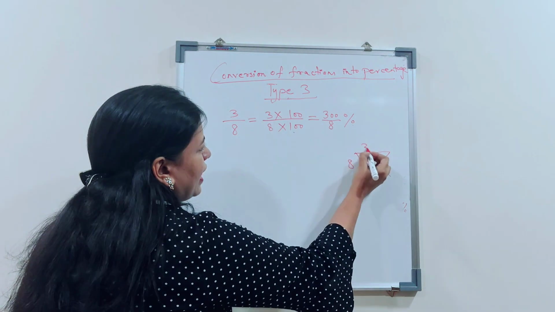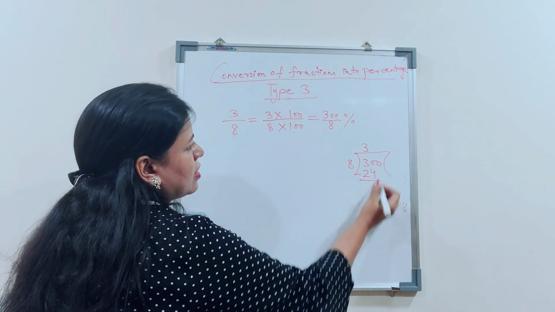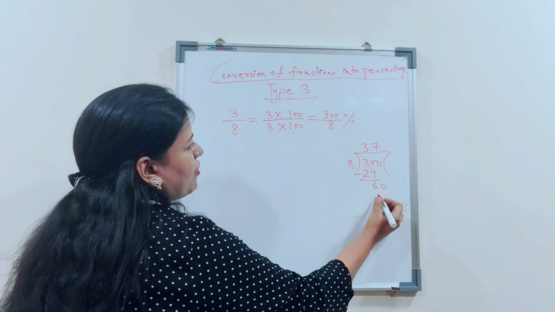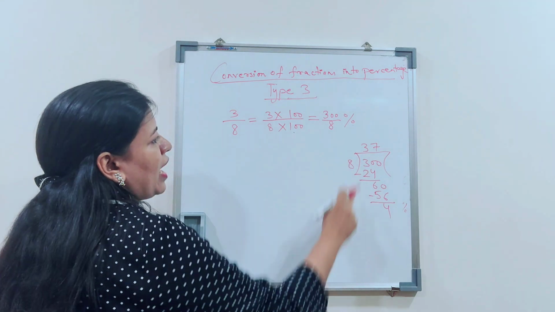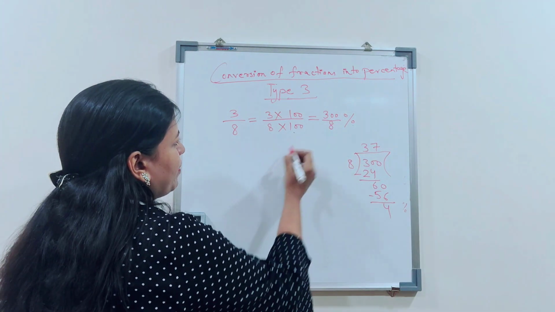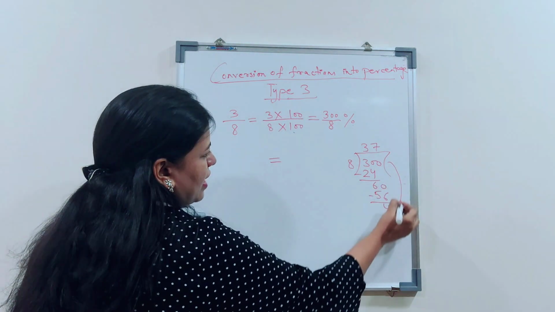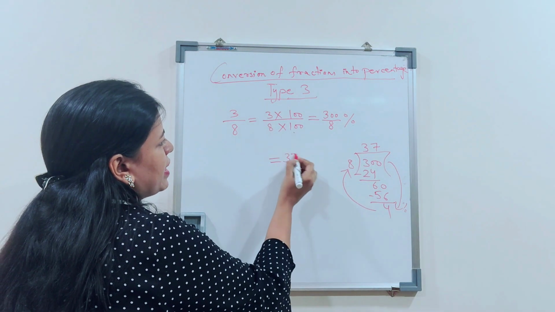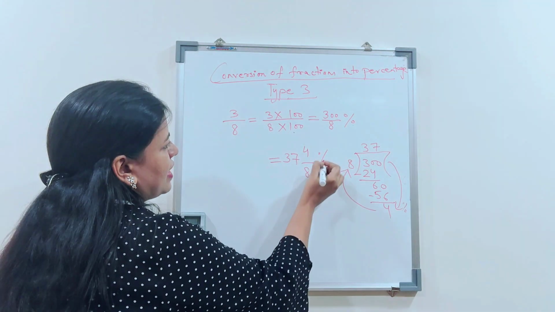And that gives me what? 8 3s are 24. 30 minus 24, 6. We bring down the 0 here. Now 8 7s are 56. So 60 minus 56, 4. Now we have the quotient as 37, remainder as 4. So what do we write here? Now 300 by 8% becomes what? It goes like this. So it becomes a mixed fraction, 37 and 4 by 8%.